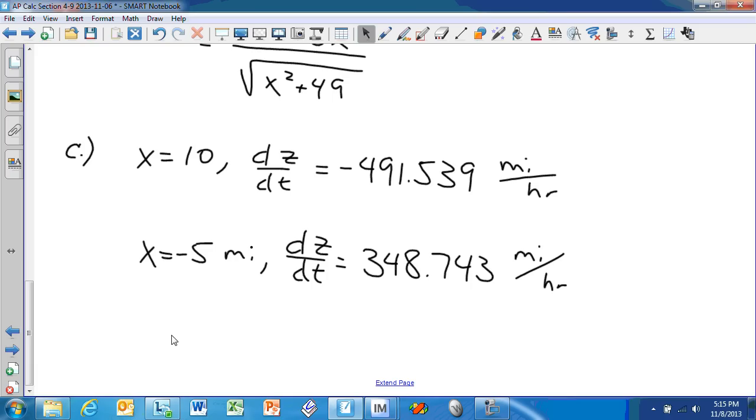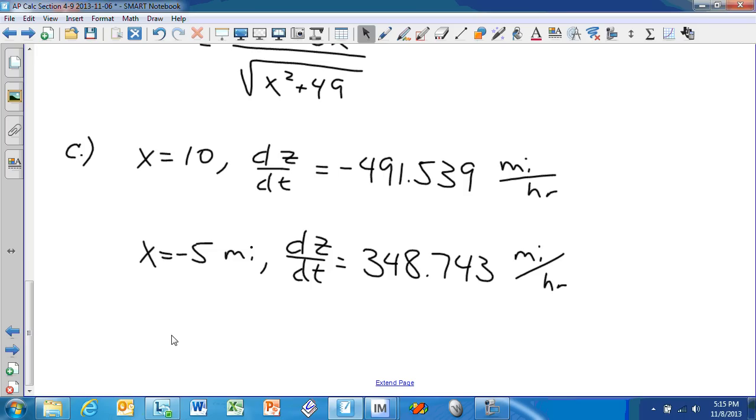And the last thing they ask us to do there is interpret the answer. So if you look at the answers we got there, first of all, the first one was negative 491.539 miles per hour, basically a negative 500 miles per hour. And the reason why it's negative is because the plane is still out in front of us, so it's moving towards us. So just like dx/dt was a negative 600, it turns out that dz/dt is also a negative value because that straight line distance to the plane is decreasing. And if the distance is decreasing, that means the rate must be negative.